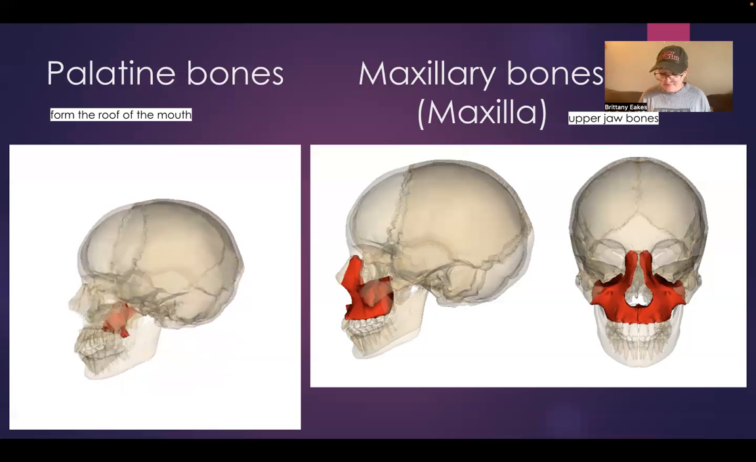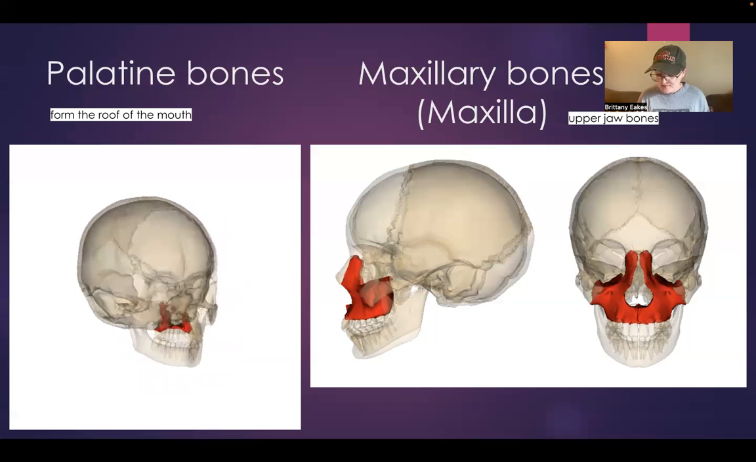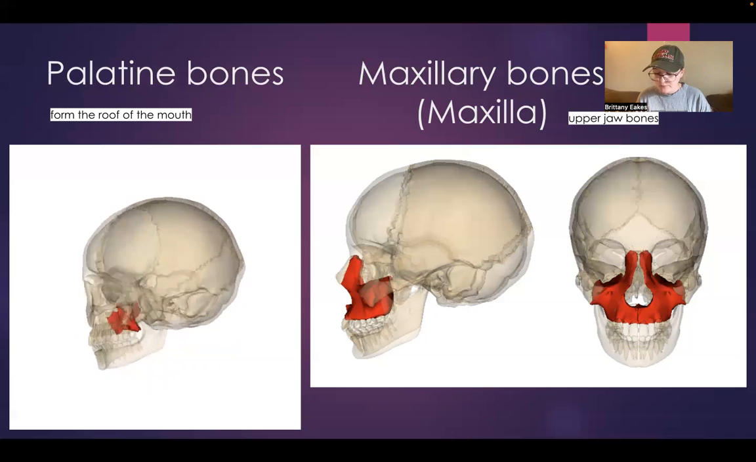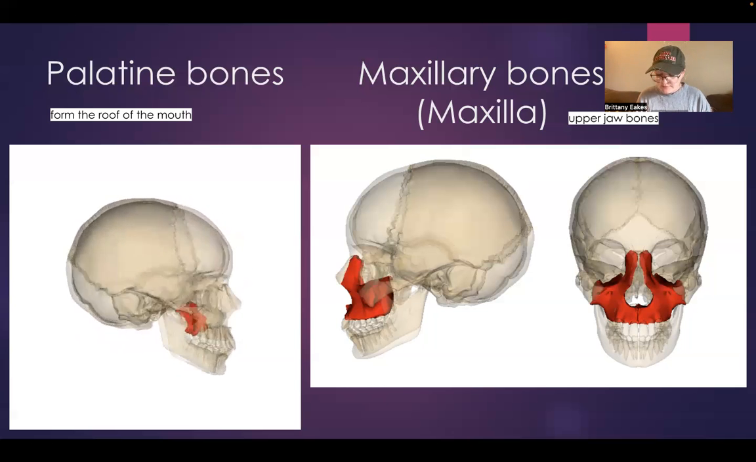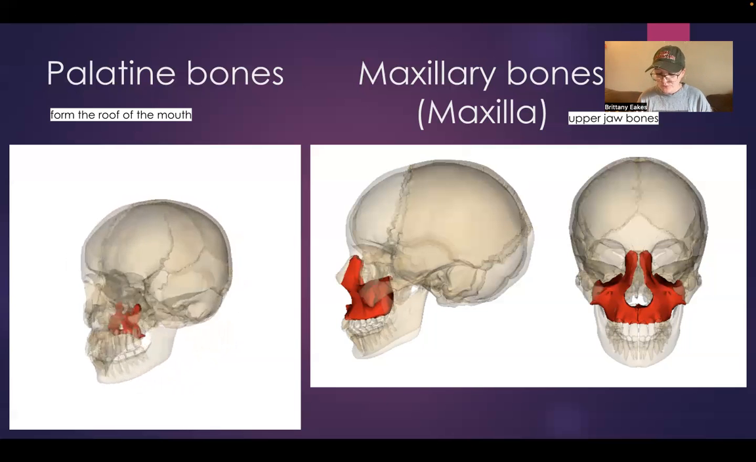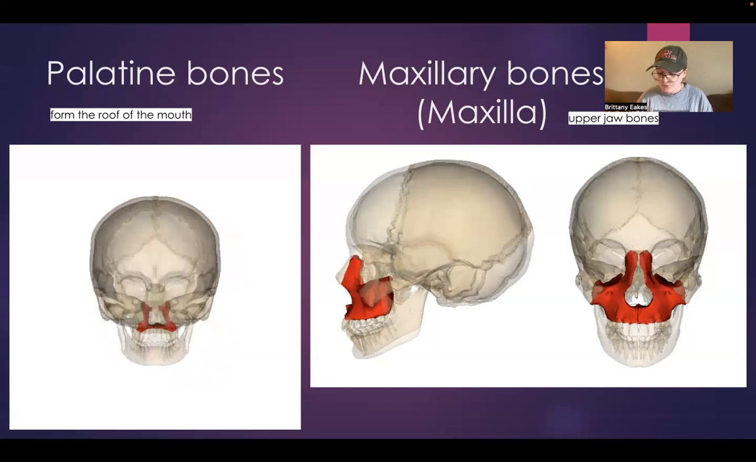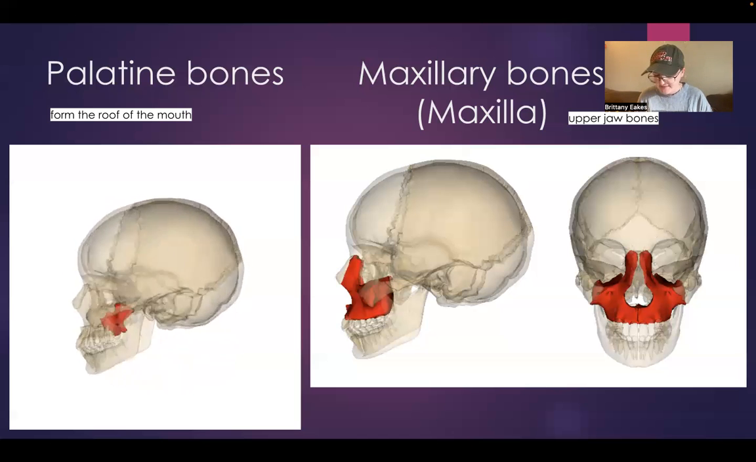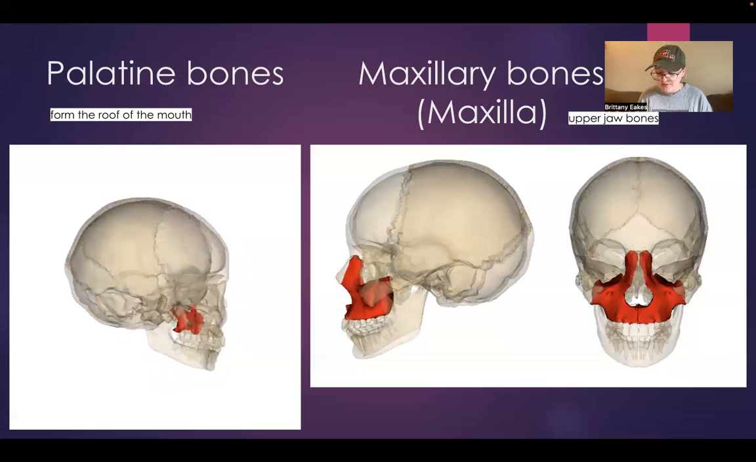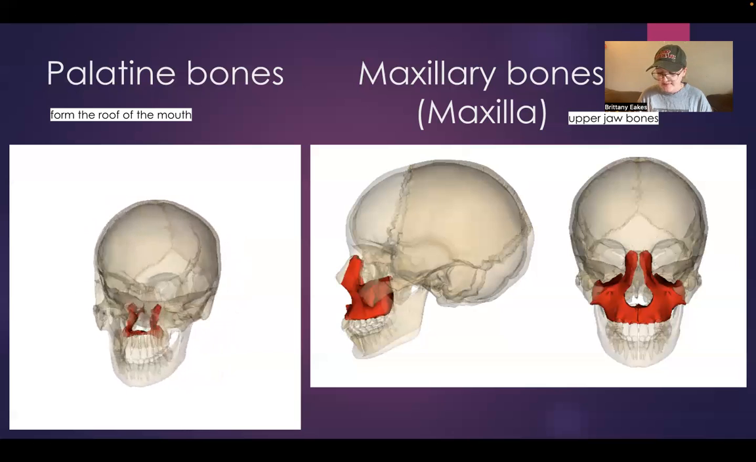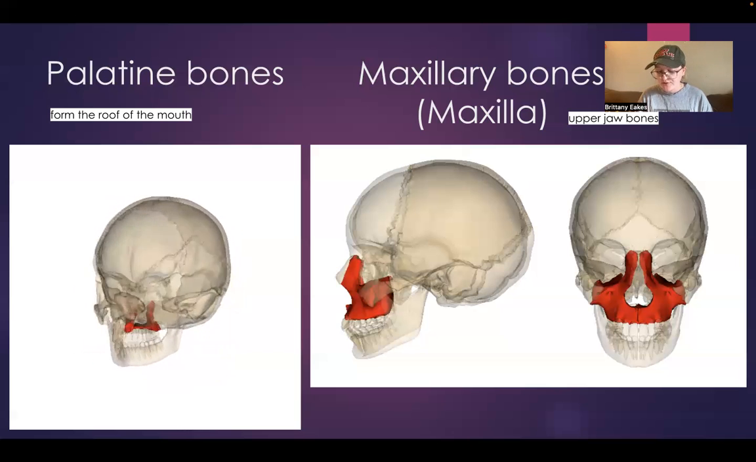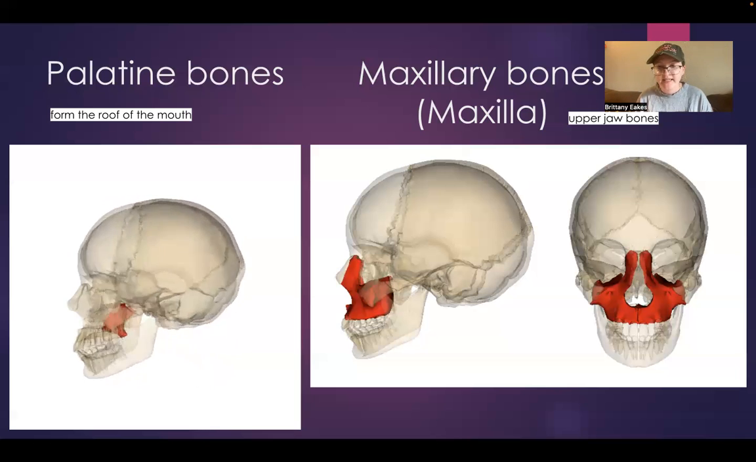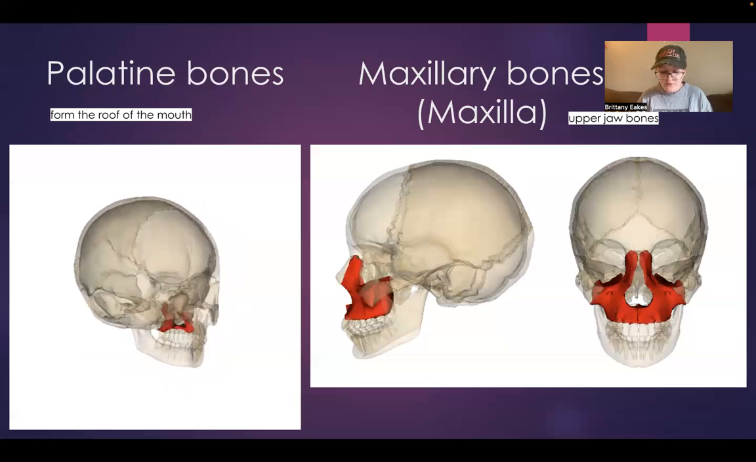The maxillae, or the upper jaw bones, articulate with every bone of the face except for the mandible or the lower jawbone. The maxillae form part of the floors of the orbits, part of the lateral walls and floor of the nasal cavity, and most of the hard palate of the mouth. The hard palate is the bony roof of the mouth, and it's formed by the palatine processes of the maxillae and horizontal plates of the palatine bones. The hard palate is what separates the nasal cavity from the oral cavity.